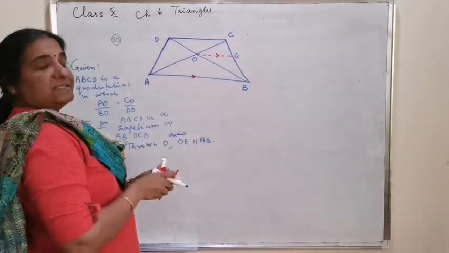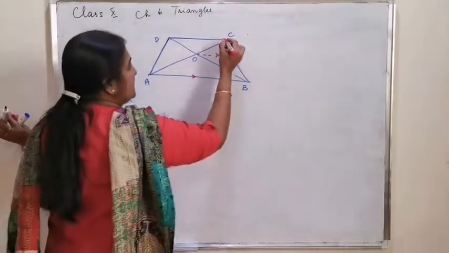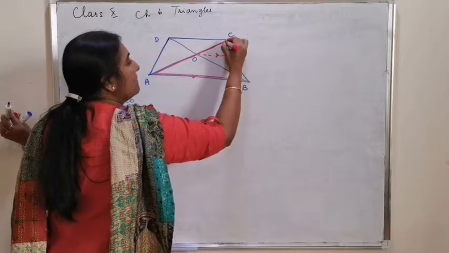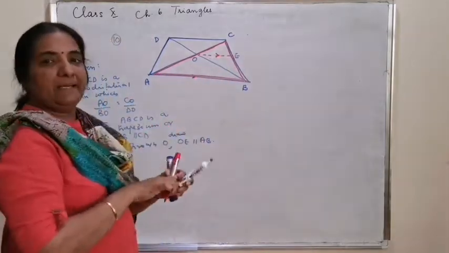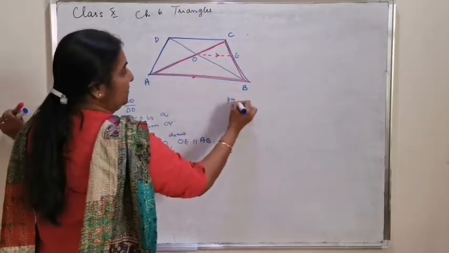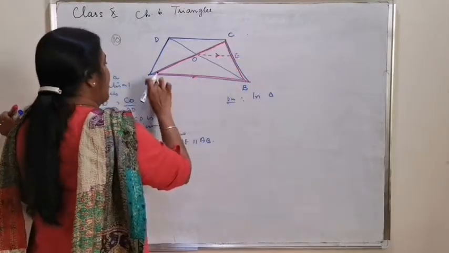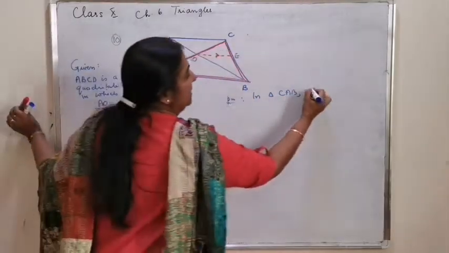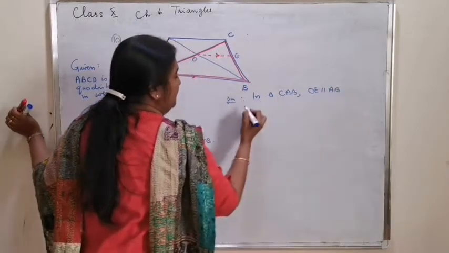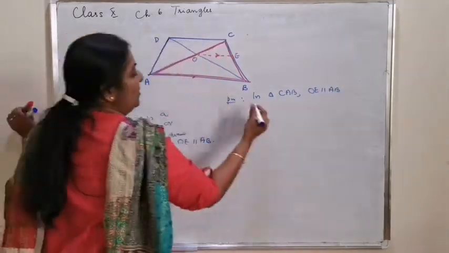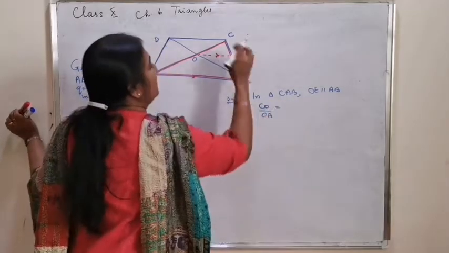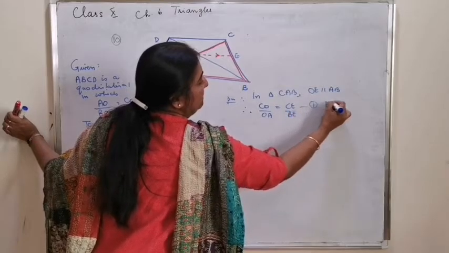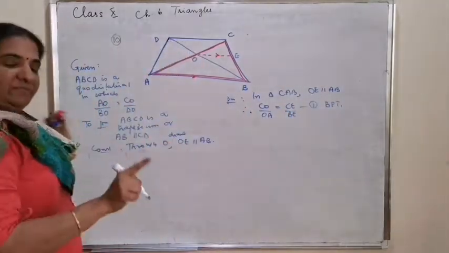So in the first triangle, that is in triangle CAB, you can apply the basic proportionality theorem. Proof. In triangle CAB, the base is AB and the line is OE parallel to AB. Therefore, CO by OA is equal to CE by BE. Equation number 1, BPT. In one of the triangles you can use it.